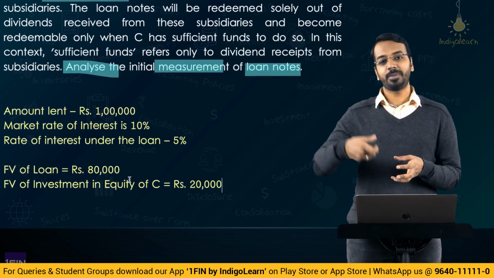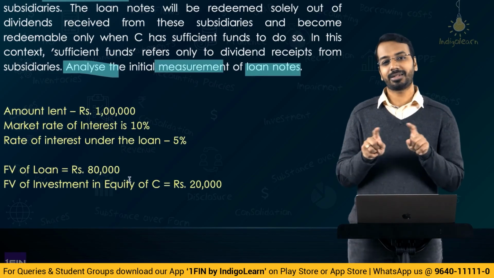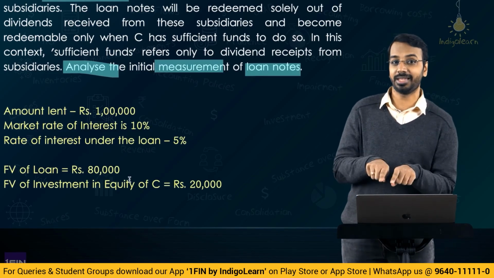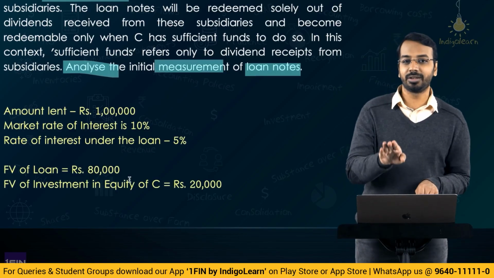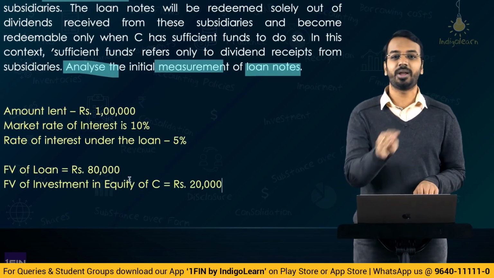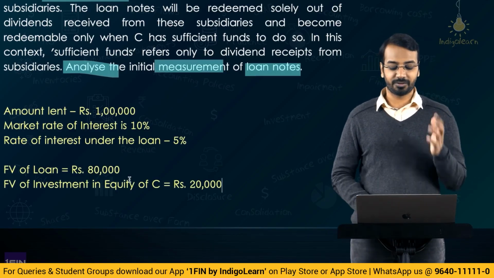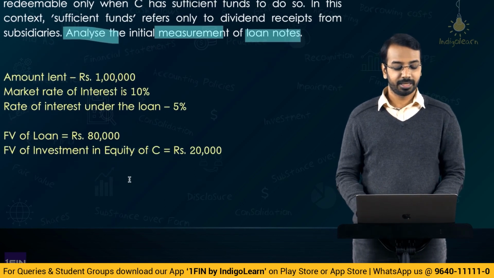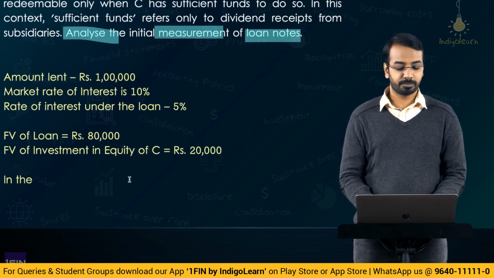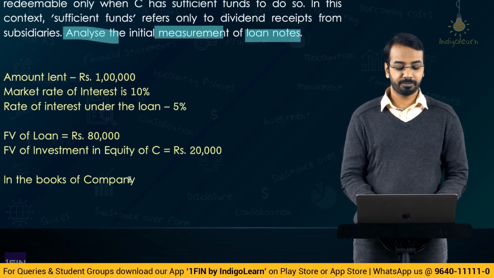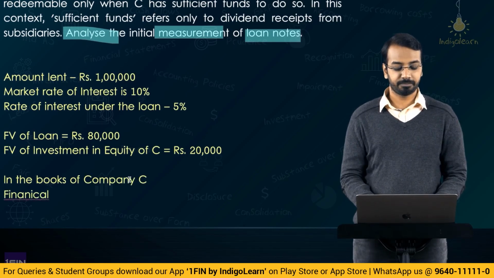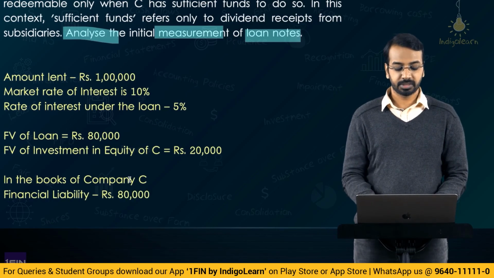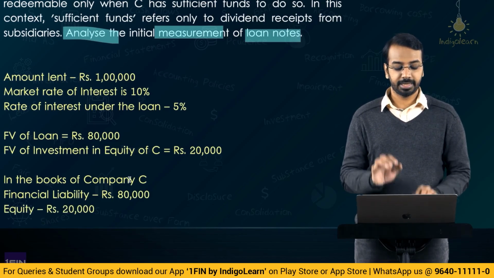So that 20,000 will not be taken to P&L, because here, if you look at the transaction, if you look at the relationship, the substance, you can make out that the additional amount given is nothing but it is like an investment in company C, right? That is the first thing. Then, in the books of company C, you have a financial liability of rupees 80,000 and equity of rupees 20,000, right?